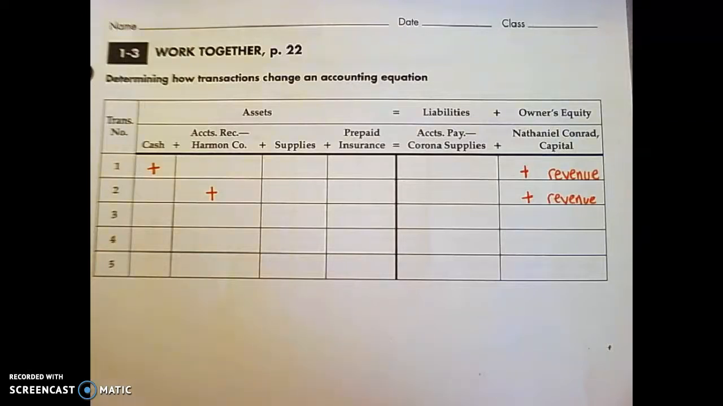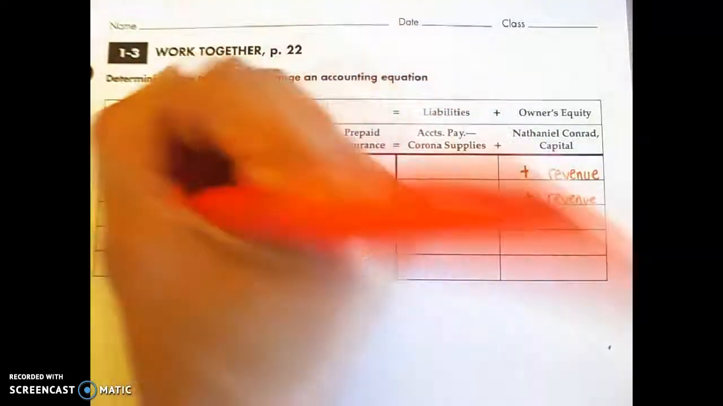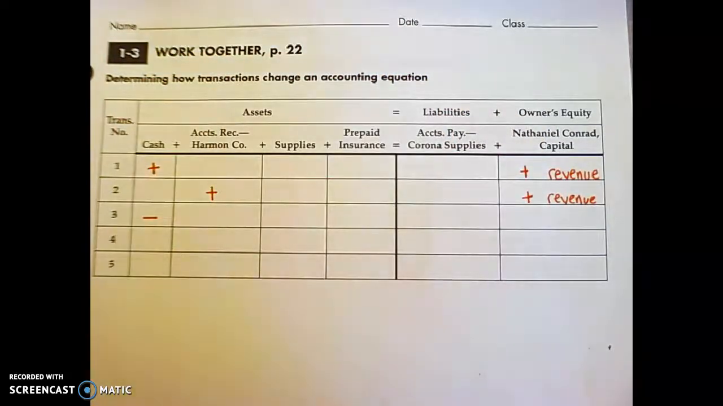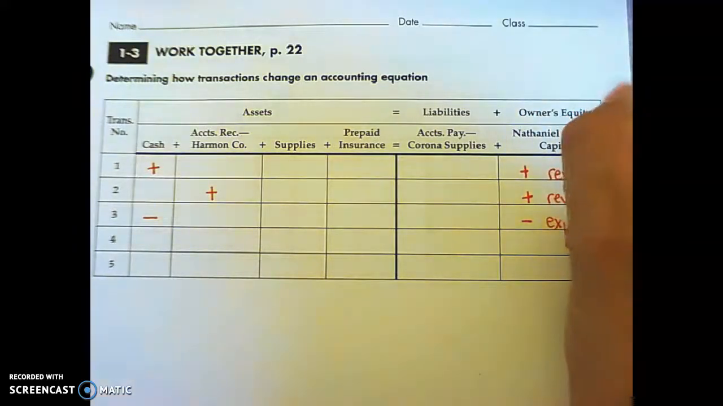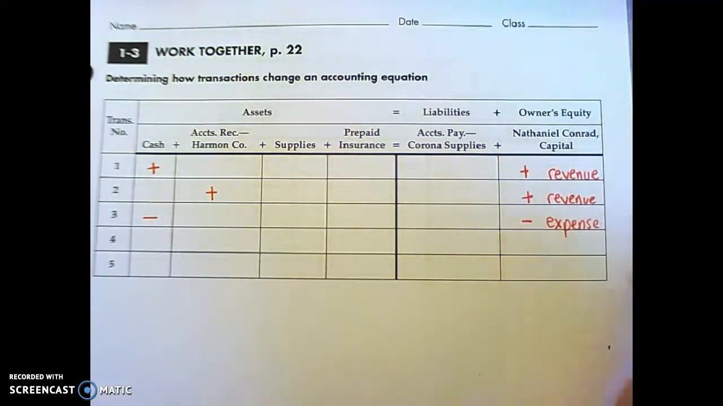The third one, we paid cash for a cell phone bill. A cell phone bill, this is going to be classified as an expense since it's something that we need to do to keep our business operating. But we paid cash, so cash will receive a minus. And then our capital account is also going to decrease, and this is an expense. You can tell there's a lot of things happening to the capital account in this lesson.